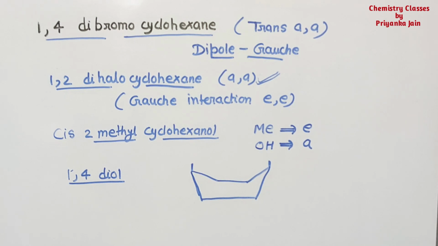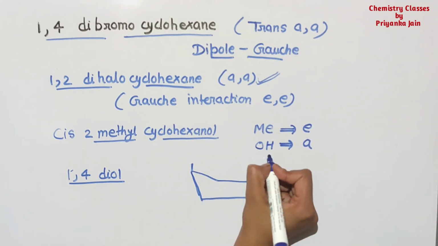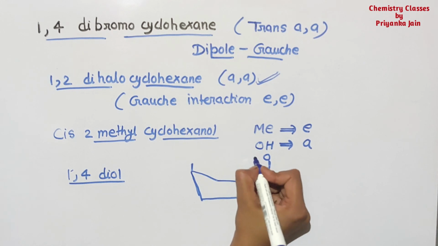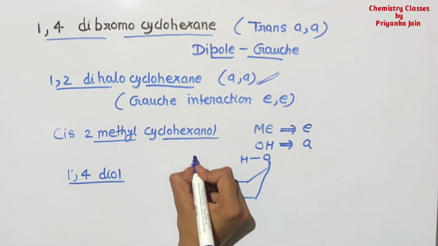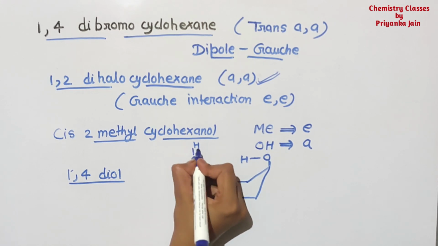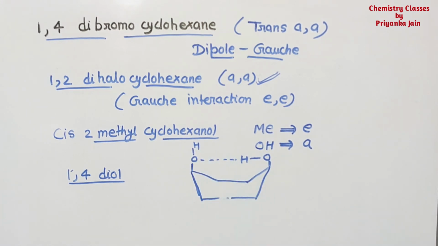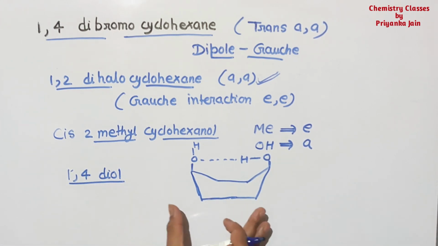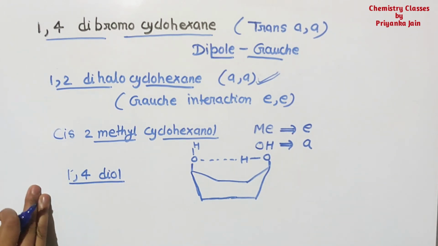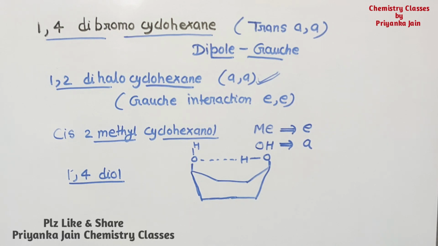Okay, so at this position if the OH groups are present, right, here the OH group is present and here this is the OH group, so there will be hydrogen bonding between them. So actually what happens in the case of 1,4-cyclohexanediol, the boat form is preferred over the chair form. So these are some exceptions, and all about the cyclohexanes I have told you, whatever you need.